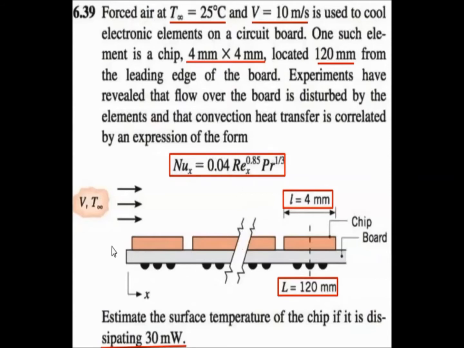Now we take a look down below at our actual element on our circuit board. There's a length here, 120 millimeters. We have the length of the chip, little l, equal to 4 millimeters. We have the board and the chips. Over here we have our velocity and ambient temperature, and we have a direction coming off this edge of x. So x goes to 120, that is 120 from the leading edge, where x is equal to 0. Now we look down below and find that they're asking us to estimate the surface temperature of the chip if it is dissipating 30 milliwatts.